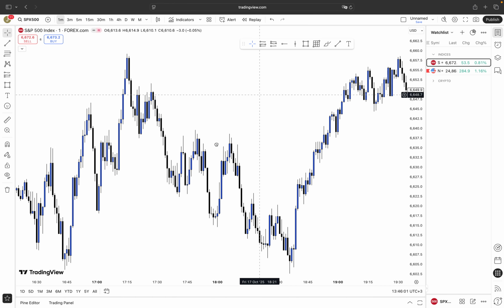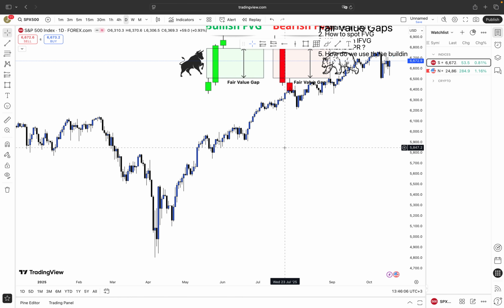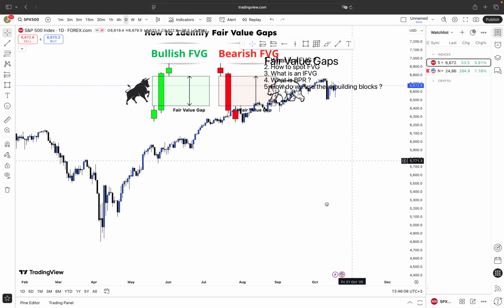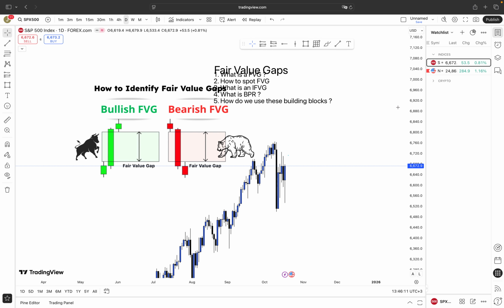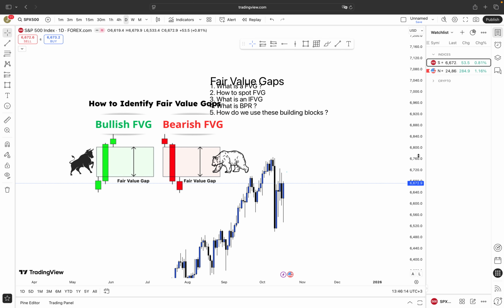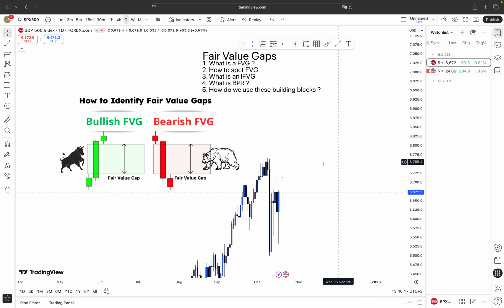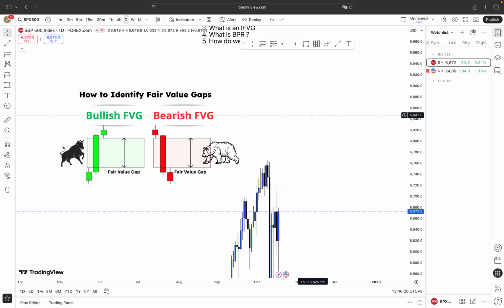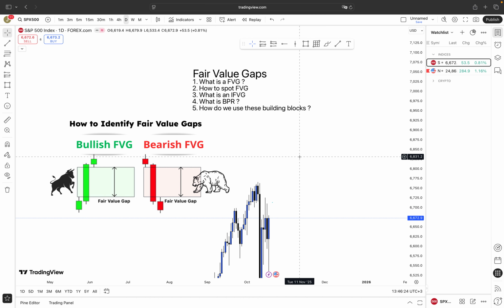All right, so we covered already bearish and bullish fair value gaps. We covered already what a BPR is, a balanced price region, and additionally we also covered inverse fair value gaps, and the meaning behind it, and why they are very important for us, and why we basically use them in almost every single trade. So how do we use these building blocks now?